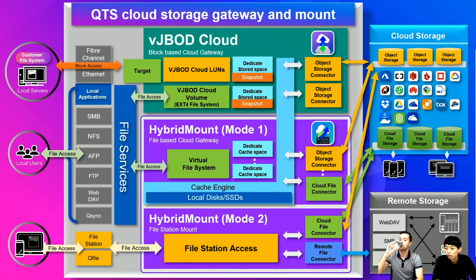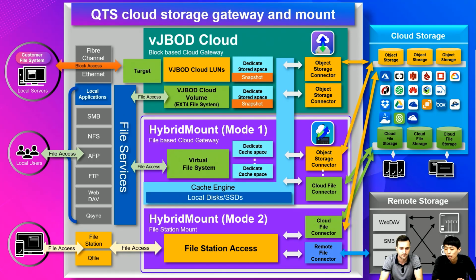And we will have the dedicated storage space for VGBox Cloud and a dedicated cache space for HybridMount Cloud Gateway for us to access cloud storage faster. Yeah, and we developed our own virtual file system to help us access the cloud storage through the HybridMount. Okay. So for the end user, it is very simple and easy to access the cloud storage locally through access protocols like Samba and NFS.